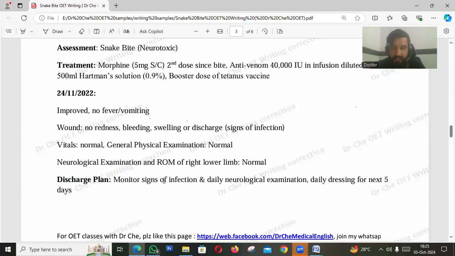Monitor vital signs. This is the discharge plan. For whom are you writing this plan? The physician of the patient. The family physician will monitor signs of infection, do a daily neurological examination, and do daily dressing of this patient for the next 5 days. This is the plan for the physician, the GP.